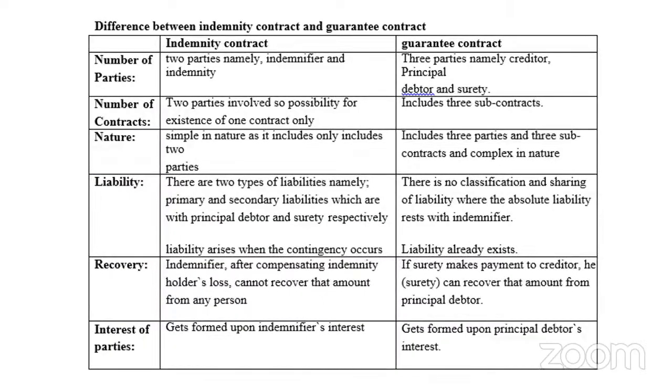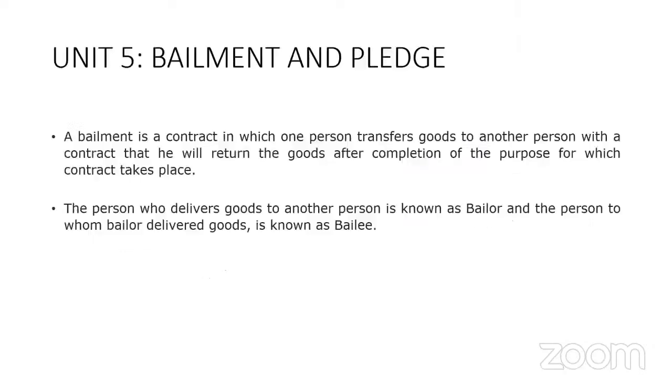Right? So this is just a tabular form which will help you understand what the differences are between a contract of indemnity and a contract of guarantee. I already told you indemnity has two parties in it, indemnifier and indemnity holder, whereas guarantee has three parties in it: creditor, principal debtor and surety. Then liability. In an indemnity contract, there is no such classification, whereas in a contract of guarantee, there are two types of liabilities, primary and secondary liability, which are with the principal debtor and the surety respectively. So these are some of the differences.